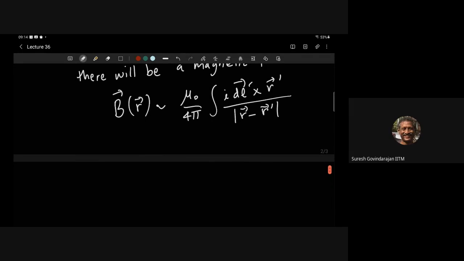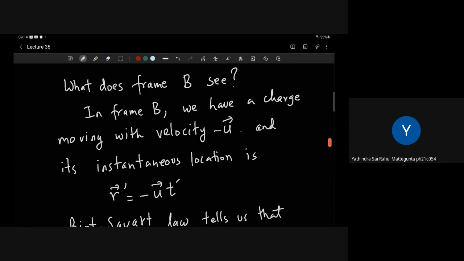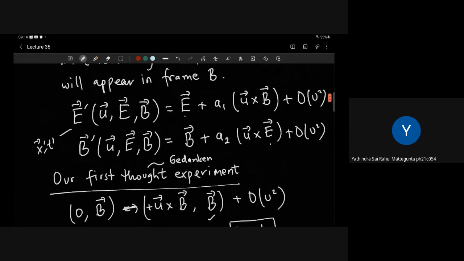Excuse me, sir, can you just go back a little and explain how you wrote the electric field in U frame as U cross B? We figured out A1 is 1, right? So how did I write this? I didn't use that experiment to write this. We use some data, right? First thing is that when U is 0, E prime should be E. So that fixes this term.